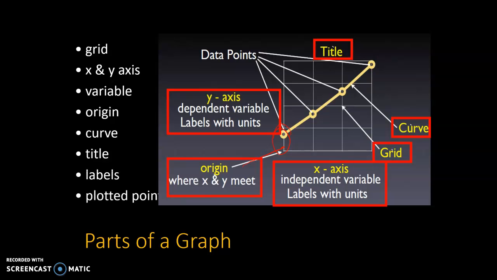But you need to really make sure that you always label your graph. That's going to make your life easier when you're going to be answering questions about this graph, especially the units. You're going to lose points if you don't include your units.